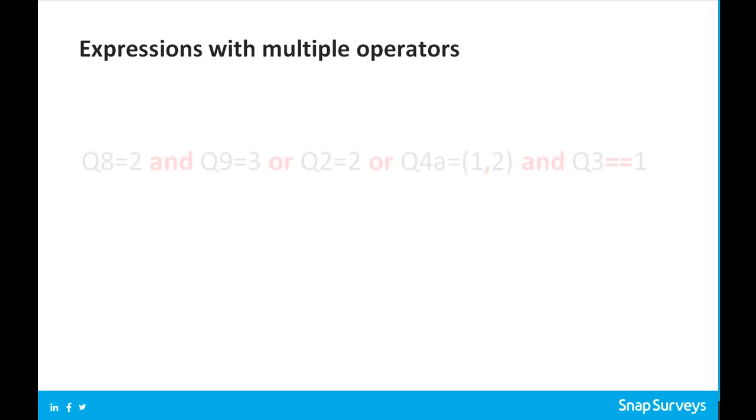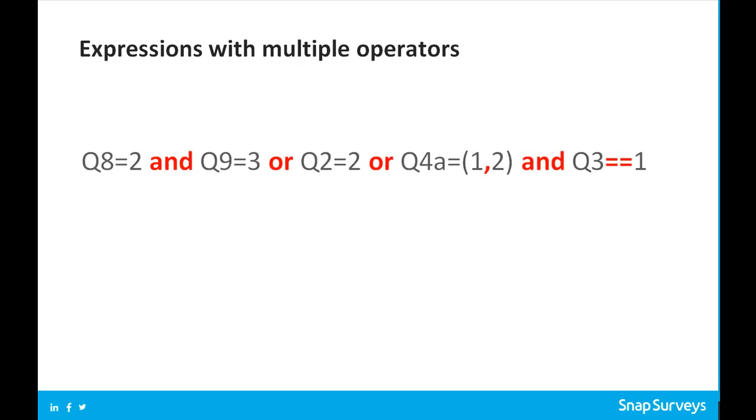So for example, we could say Q8 equals 2 and Q9 equals 3, or Q2 equals 2, or Q4a equals 1, 2 in brackets, and Q3 equals 1. The problem, however, is that logical expressions can't simply be joined together like this, because it could be interpreted in slightly different ways. Let's move into a slightly simpler example.